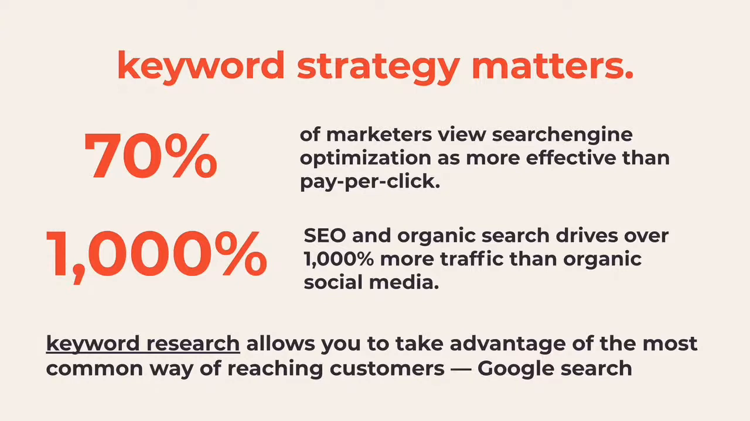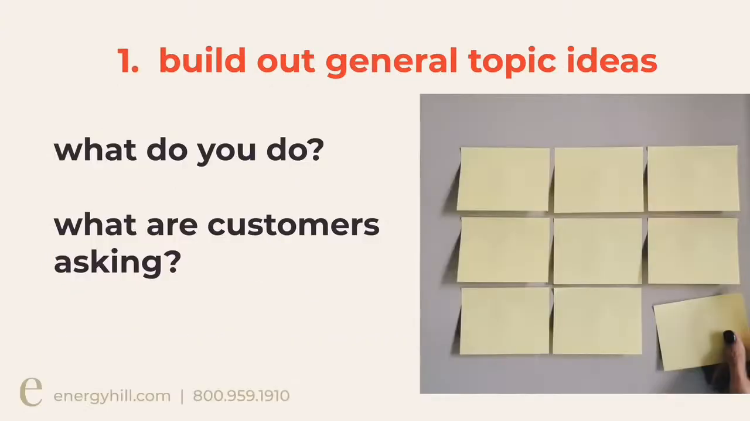But then here's another interesting stat that I found: SEO and organic search, which keyword research drives, drives over 10 times more traffic than organic social media posts. So by ranking high in Google and generating those organic search clicks, that's going to be more valuable for you than even sharing your content on social media will be. And again, keyword research allows you to take advantage of the most common way to reach customers by a large margin, which is Google search, being on the first page of Google search.